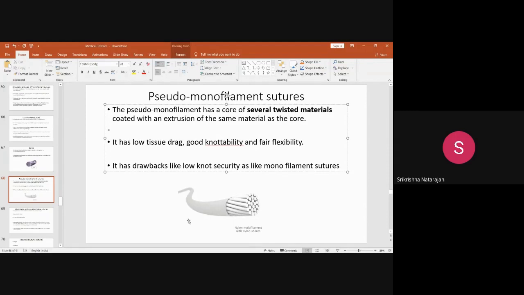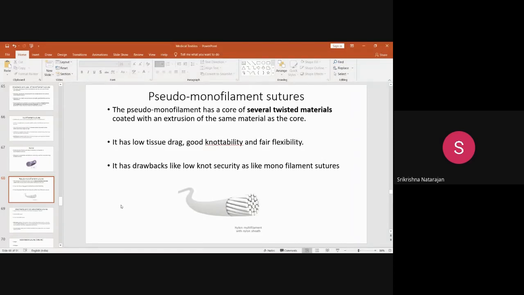So you can see this is how it looks like. There is a nylon multifilament with a nylon sheath. Both core and sheath are the same material. It consists of several twisted materials in the core and is coated with the extrusion of the same material as the core. If you see the properties of these pseudo monofilament sutures, they have a low tissue drag. That is an advantage. The tissue drag should be lesser. Otherwise, if the drag is more, then it is not a good thing.